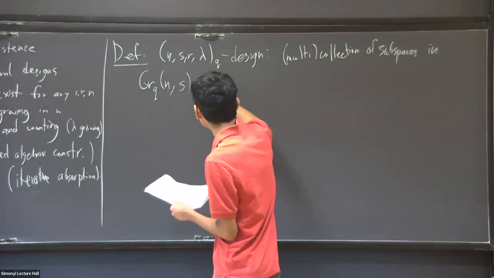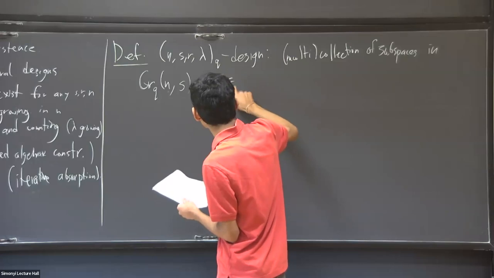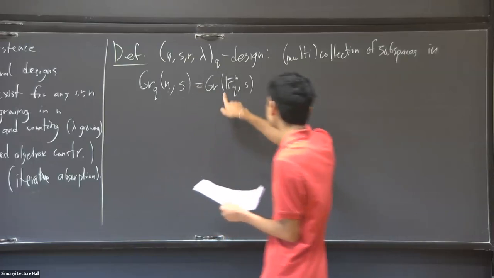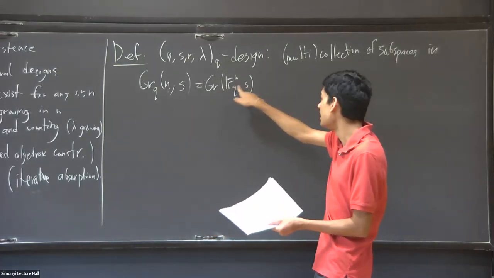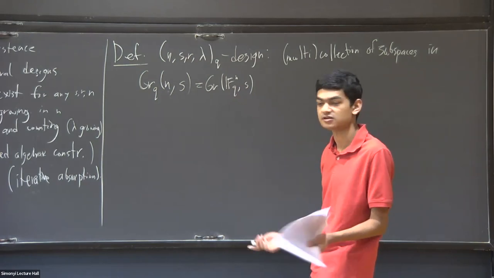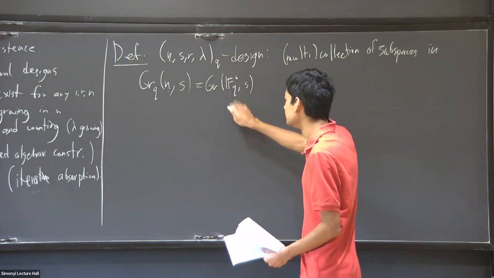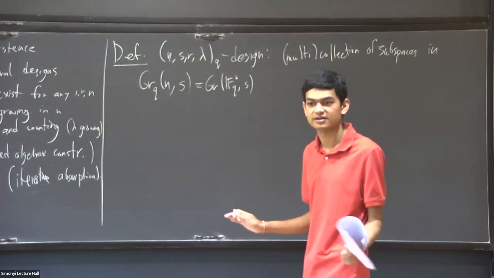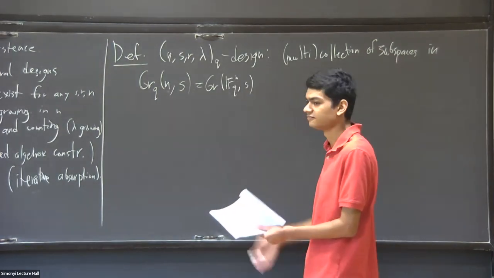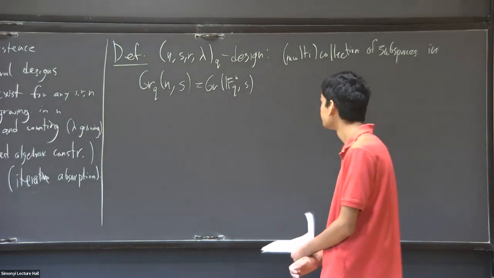So maybe I'll write it a couple ways. All this means is I look at this vector space FQ to the n, and I look at all s dimensional subspaces over FQ. And for those of you who aren't algebraists, you can assume q is a prime. It'll make your life much easier, but you can also make it a prime power if you really want. All right.